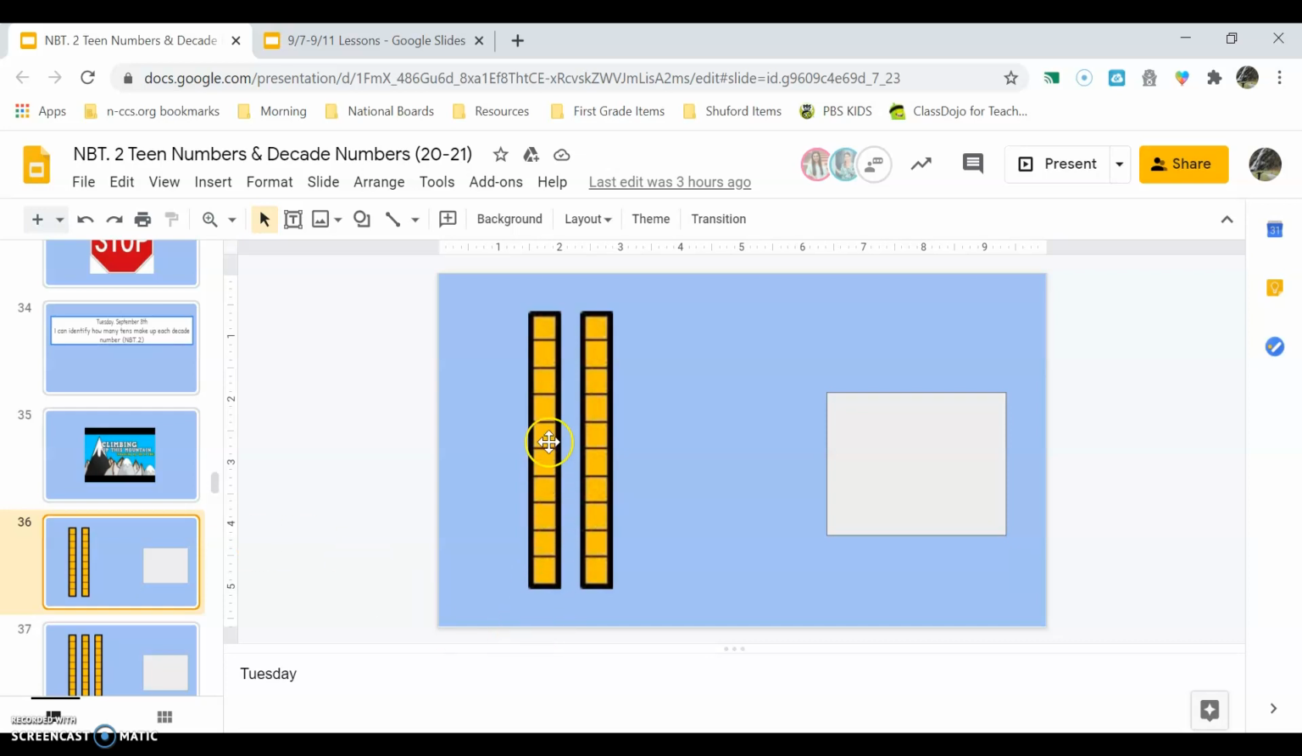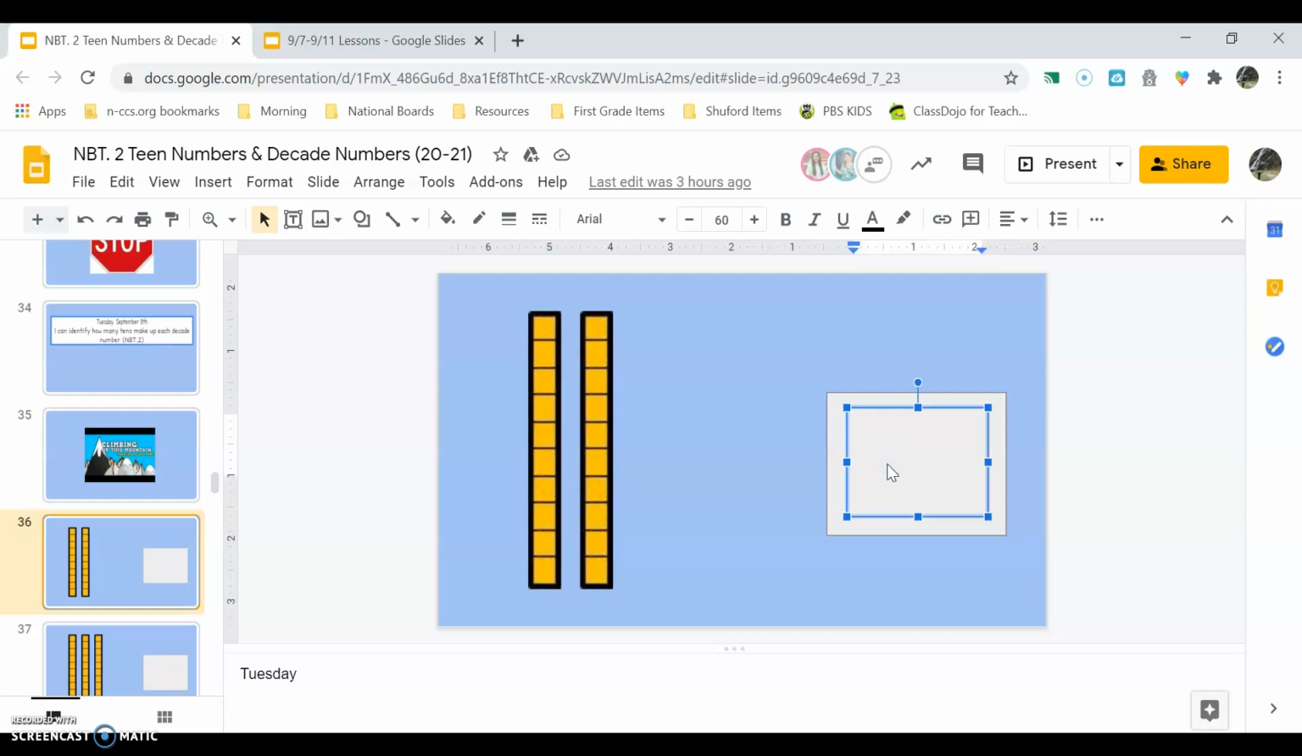So we know that there are 10 squares or 10 blocks that make up a 10 stick. So I already know, instead of going through and counting 1, 2, 3, 4, 5, 6, 7, 8, 9, 10, I already know that I see this group and I know that it's 10. So you are going to count how many groups of 10 there are, and then we're going to write the number over here. So let's count 10, 20. So our decade number is 20.